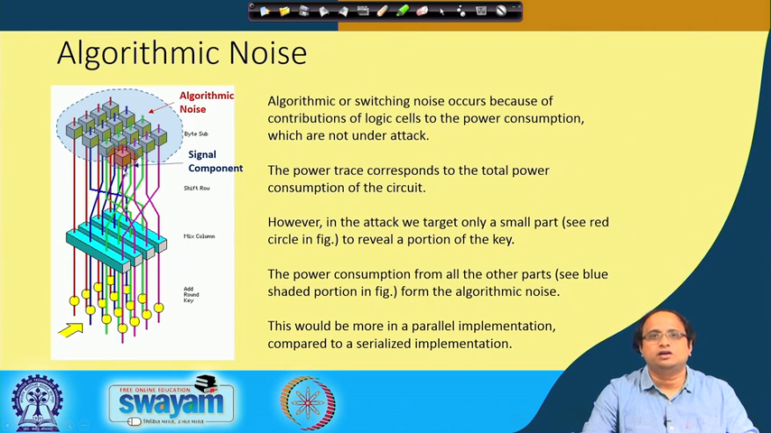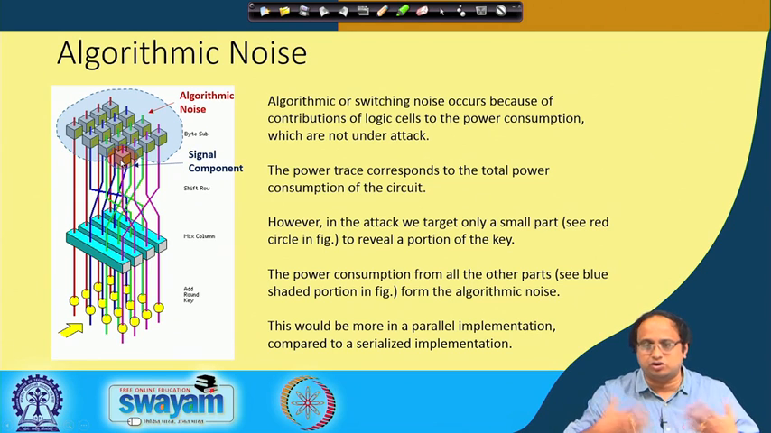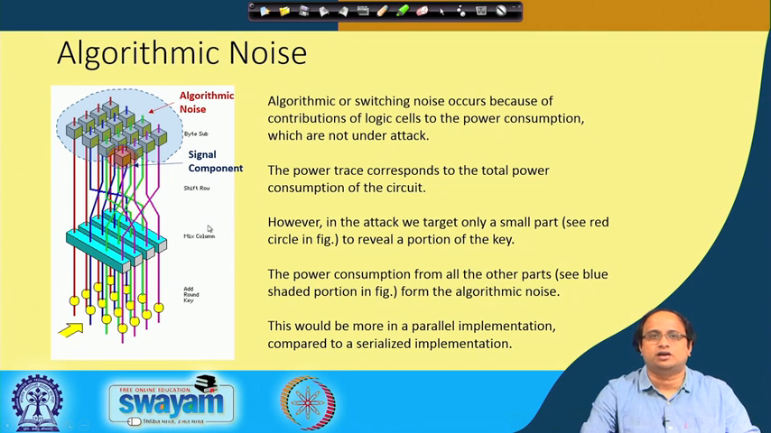However, in the attack we target only a small part, see the red circle in the figure, to reveal a portion of the key. The power consumption from all other parts, this blue component for example, forms what is called the algorithmic noise. You can easily rationalize that this would be more in a parallel implementation compared to a serialized implementation, because in a serialized implementation maybe you will just do one S box at a time, and therefore you will not have the other S boxes generating algorithmic noise. I will come back to this point later in our discussion.